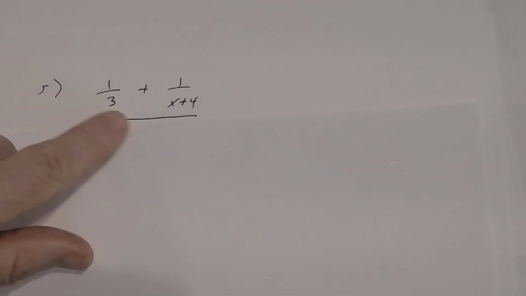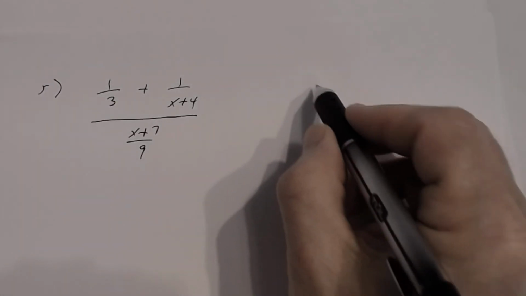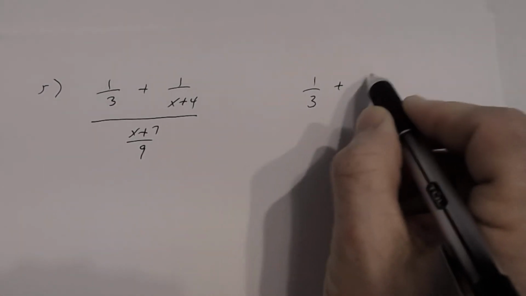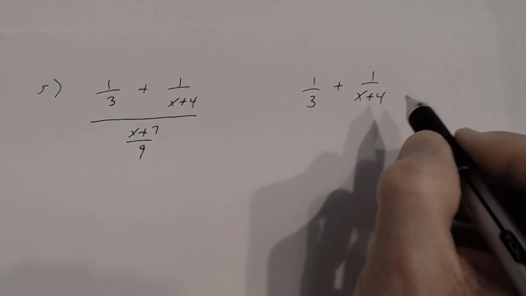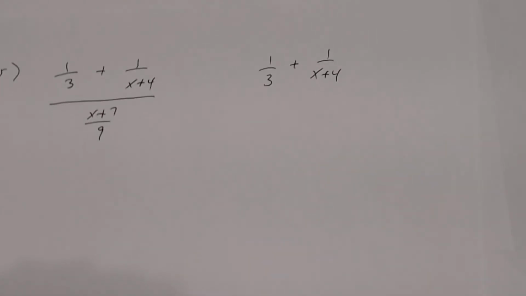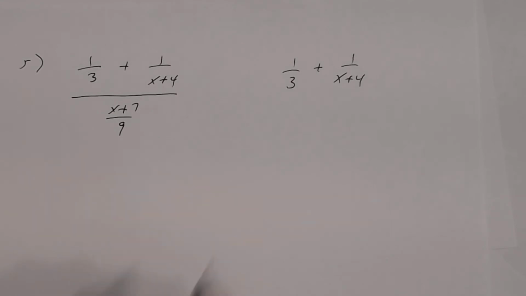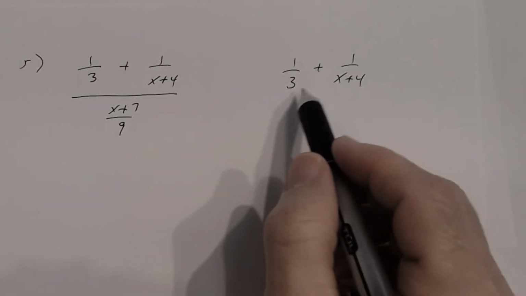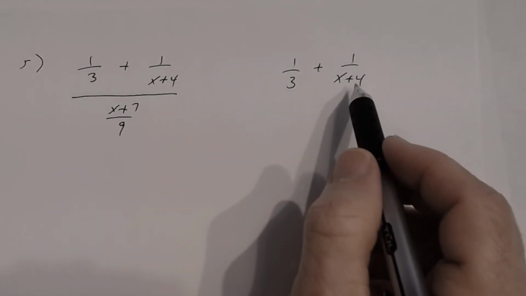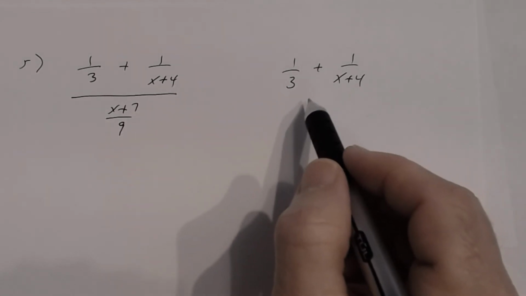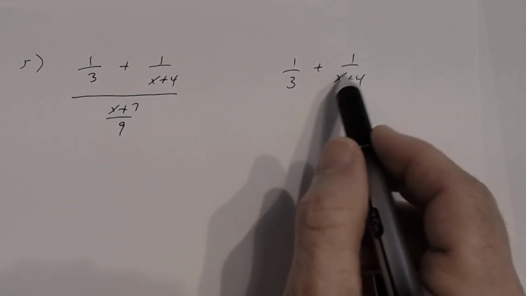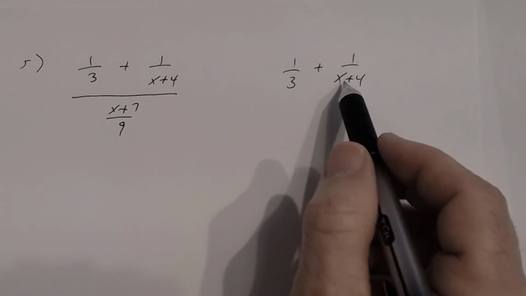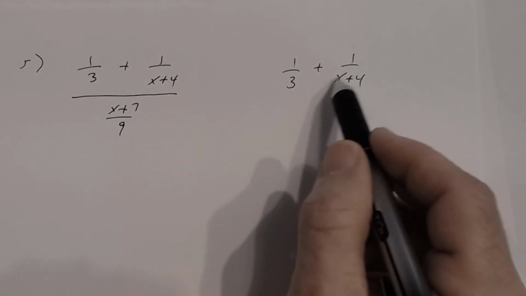Now look at the numerator. I have to do something with the numerator, because that's not one fraction. That's the addition of 2 fractions. So let's go off to the side and deal with that: 1 divided by 3 plus 1 divided by x plus 4. Remember, when adding 2 fractions with different denominators, you have to find the LCD. Notice that this is a polynomial, so you have to remember to factor if possible.